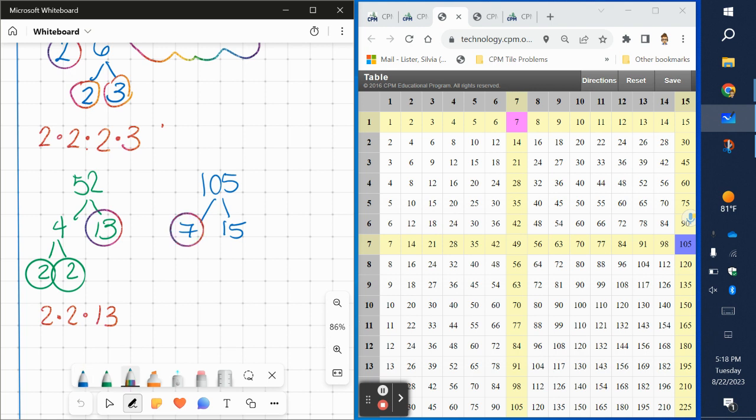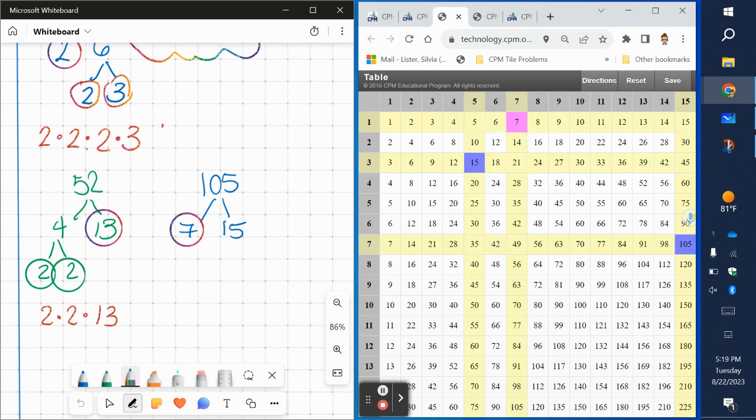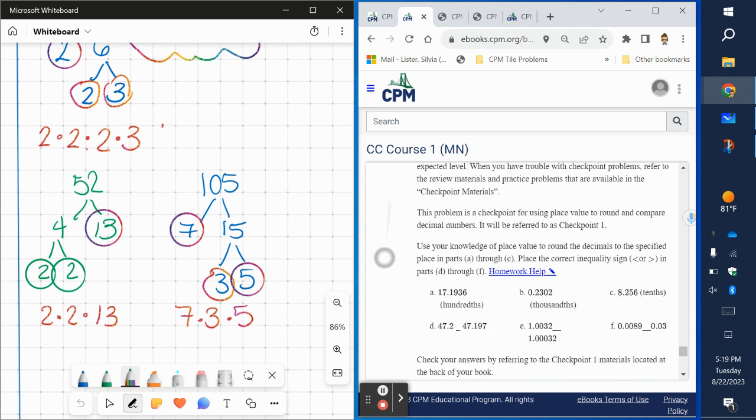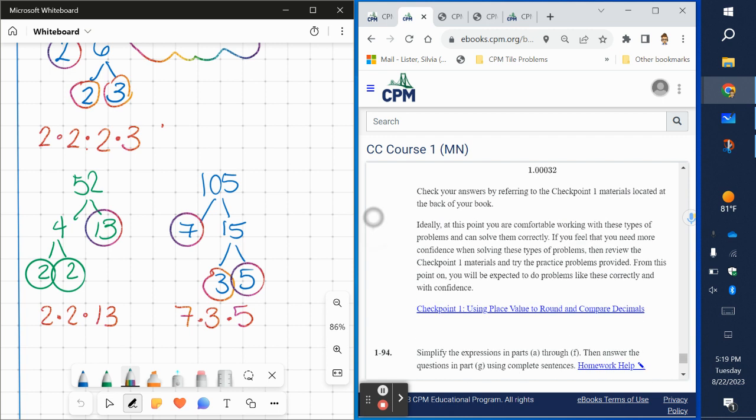15, I don't think is prime. Here's a 15 right there, so I can see that 15. And if I look at that row and that column, I can see 3 and 5. Now this is becoming a lot of rows and colors highlighted. So that's okay though, because I know that these are prime. So my prime factorization is 7 times 3 times 5. Looks like we have two more problems to do.